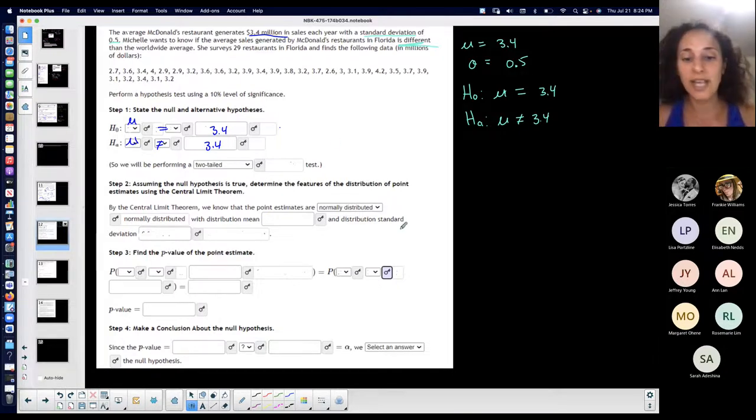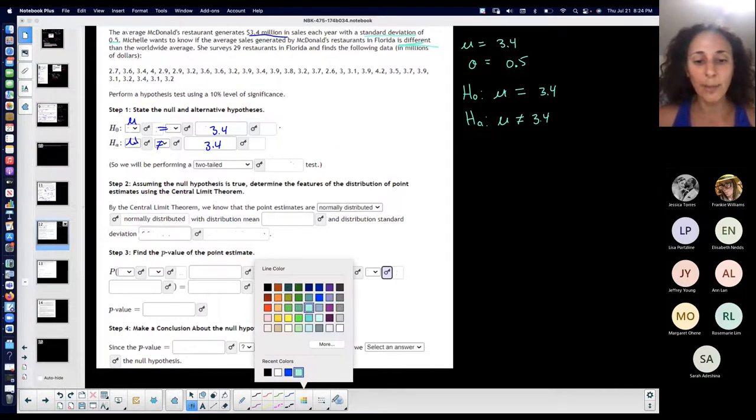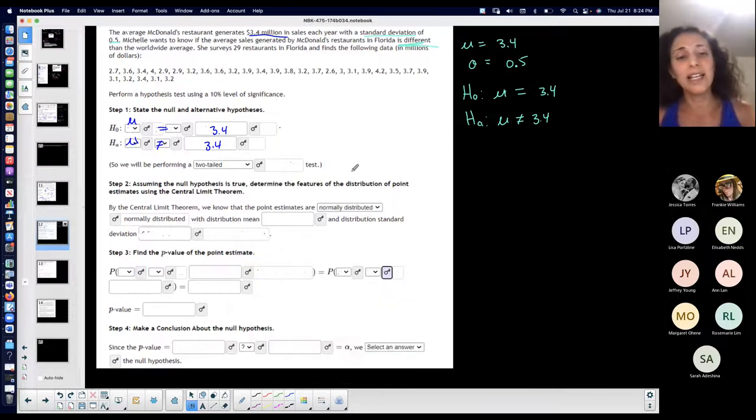I determine the type of test based on the alternative hypothesis. And again, even if I'm not guided like this, I would automatically say, well, the alternative hypothesis has a not equal to symbol, and this is a two-tailed test.